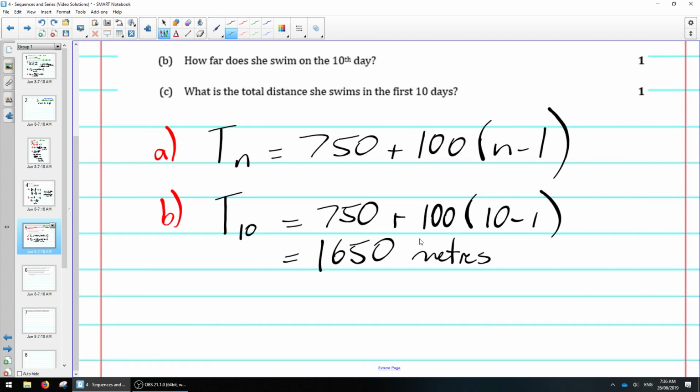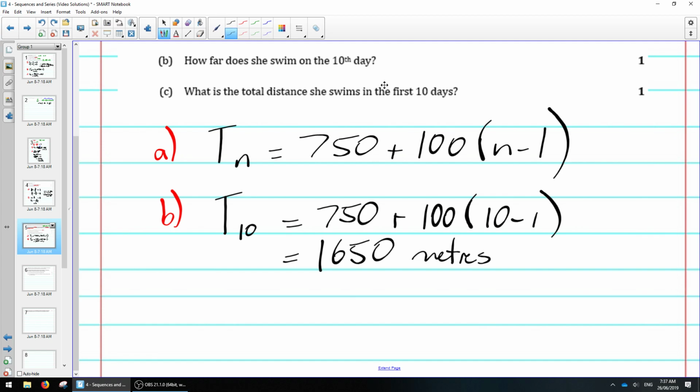And then lastly, what is the total distance she swims in the first 10 days? Again, you've got the sum of an arithmetic series, and it's asking for the first 10 days. Again, we just found what the 10th day is, so we can just put it into 10 over 2, a plus l.